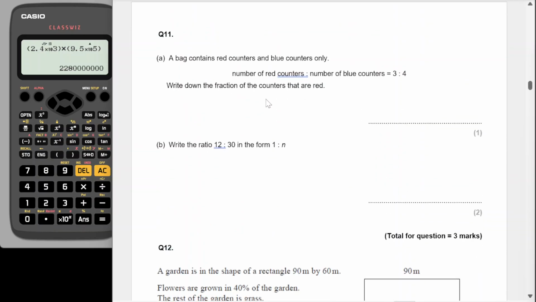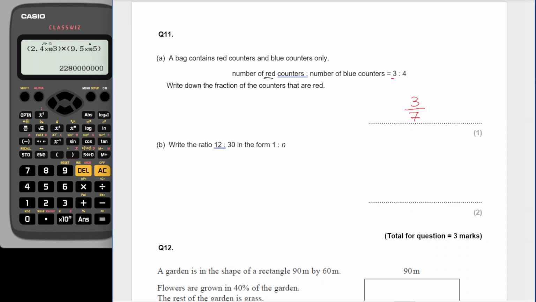Question 11. A bag contains red counters and blue counters only. The number of red counters to the number of blue counters is 3 to 4. Write down the fraction of the number of counters that are red. So red is the first part, so red is 3. So it's 3 out of the number of parts that we've got, which is 3 plus 4, which would be 7. So 3 out of 7.